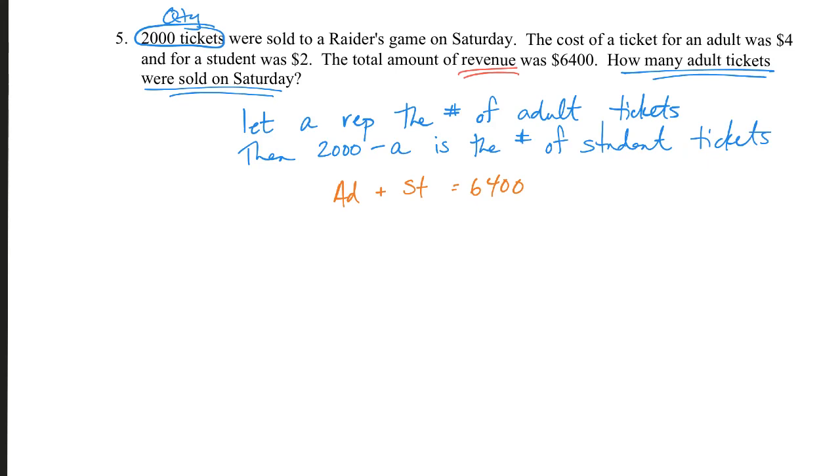Okay, so what expression represents the adult tickets? That was A. And how much is each adult ticket worth? Well, it costs $4. So it's $4 for every adult ticket that was sold. Add to that $2 for every student ticket that was sold. And that total must be 6,400. Okay, so now what I want you to do, let's take that red equation and let's go through and solve that red equation as fast as we can. So let's solve that thing. Pause the video.